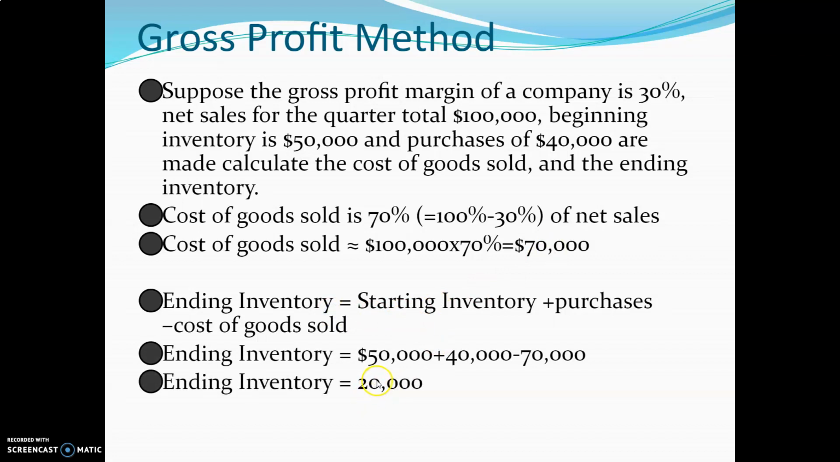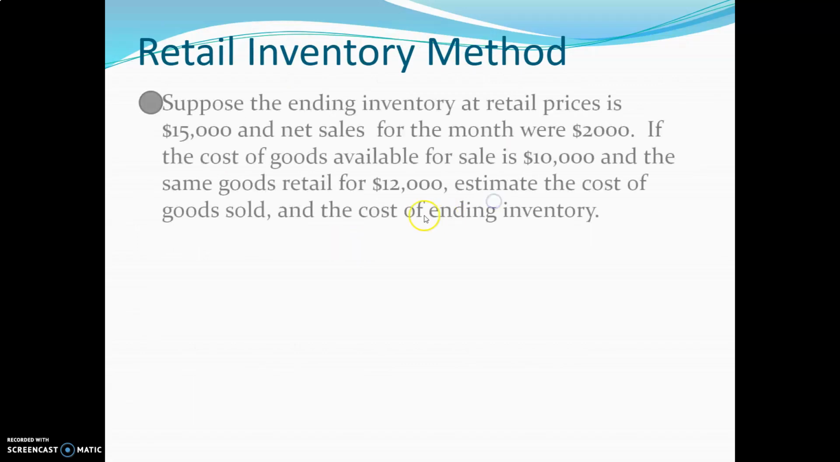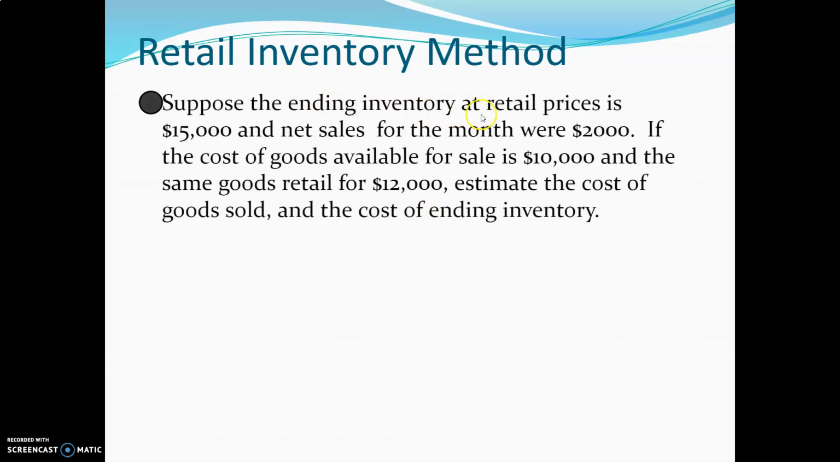That is the gross profit method based upon a 30% gross profit margin for net sales. Let's look at number 2. Suppose the ending inventory at retail prices is $15,000 and net sales for the month were $2,000. If the cost of goods available for sale is 10 and the same goods retail for $12,000, estimate the cost of goods sold and the cost of ending inventory.